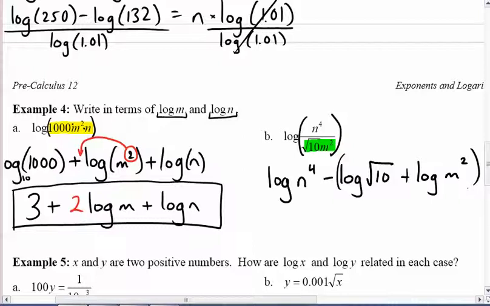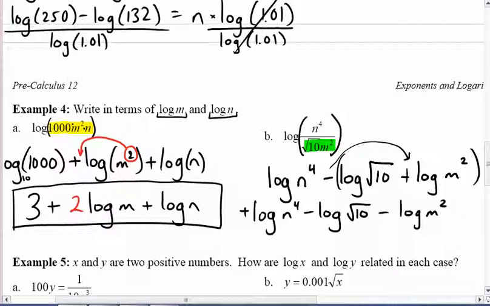So knowing which terms are going to be positive and negative becomes really important. Anything that's in the numerator is going to be a positive term. Anything that's in the denominator will always be a negative term, because when you expand that negative sign, it'll make the last term negative.